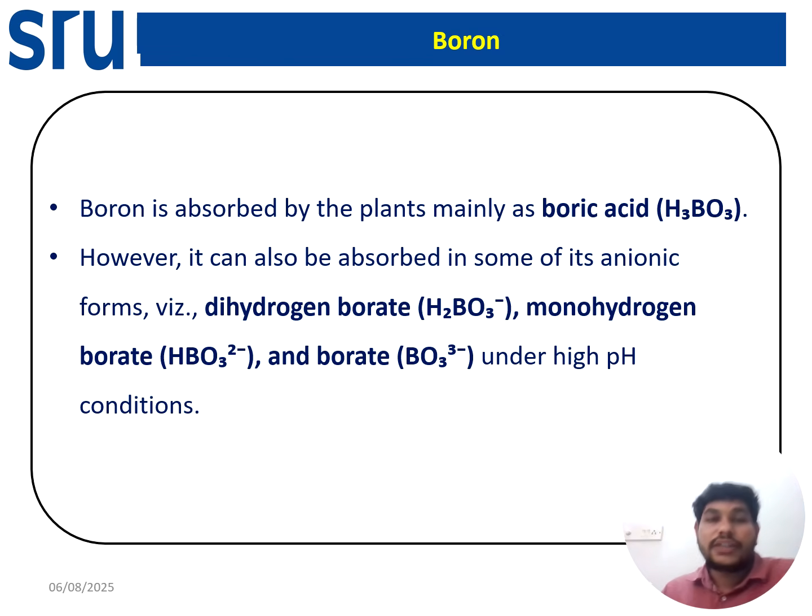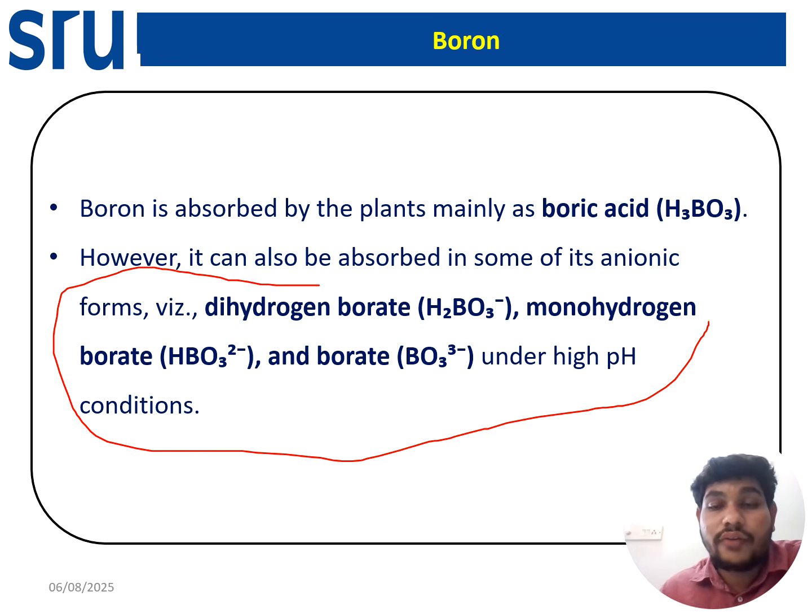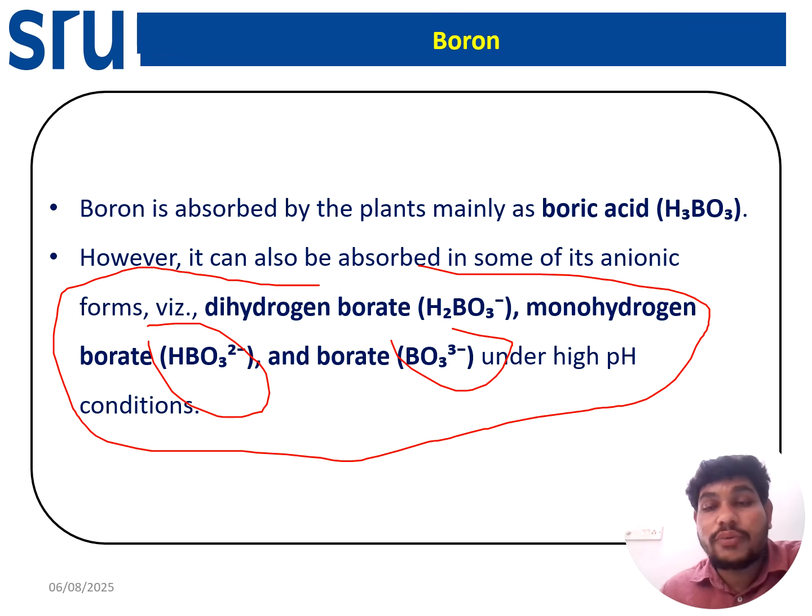Then coming to the next element, that is boron. Boron is an anion. The plant will take boron in the form of H3BO3. The plant also takes another form, H2BO3 minus and HBO3 2 minus. Under high pH conditions, these forms will be available. Under slightly acidic conditions, the H3BO3 form will be there, so this form will also be available.